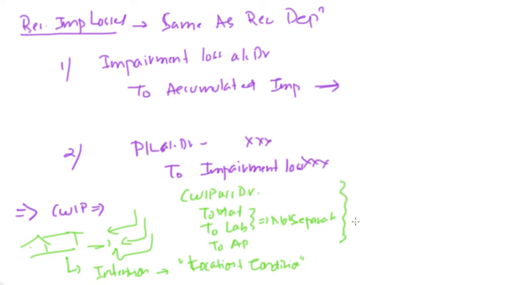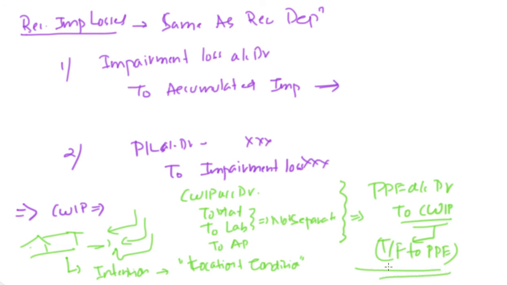So after you complete the CWIP, after you complete it and bring it to the desired location and condition, the journal entry would be PP&E account debited to CWIP. The capital work in progress is transferred to main PPE after completion of the conditions in respect of transfer. So these are some journal entries that you need to look into in respect of PP&E.